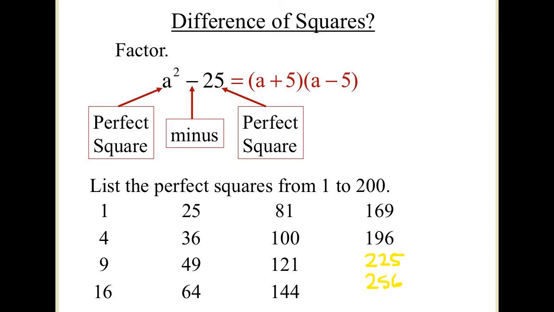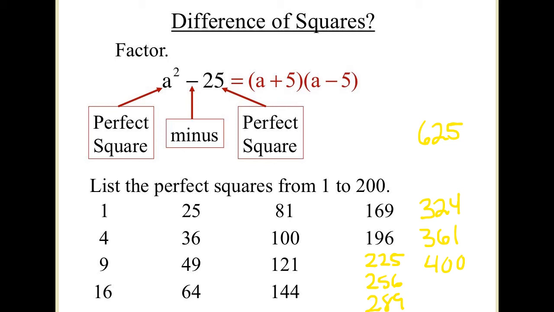16 squared was 256. 17 squared is 289. 18 squared is 324. And 19 squared is 361. And then we have 20 squared is 400. And I want you to make sure you know that 25 times 25 is 625.